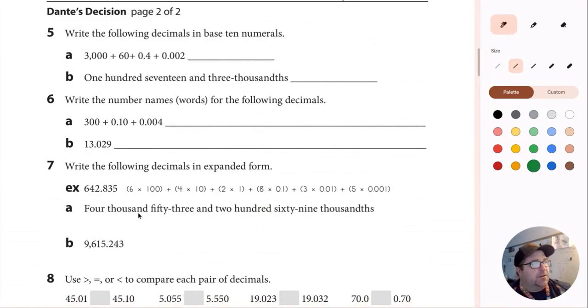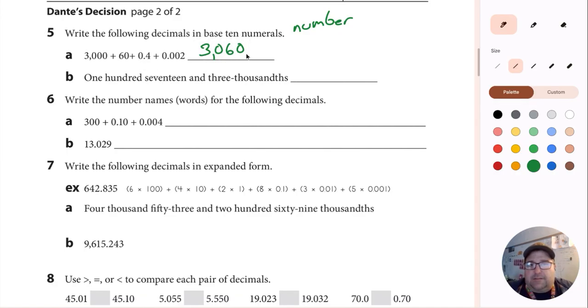Up next, we're just reviewing our numbers a few different ways. Base 10 numerals just means write the number. So whatever the regular number would be. So 3,000 plus 60 plus 4/10 plus 2 thousandths. So 3,000 plus 60, well, that's 3,060.